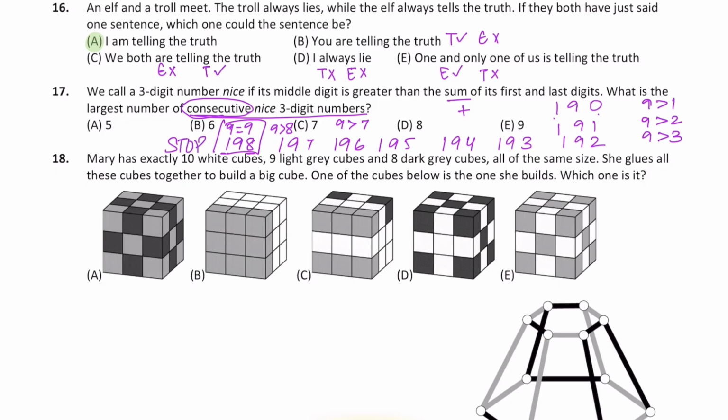But we have 1, 2, 3, 4, 5, 6, 7, 8 numbers that can be consecutive and still be nice. Okay.